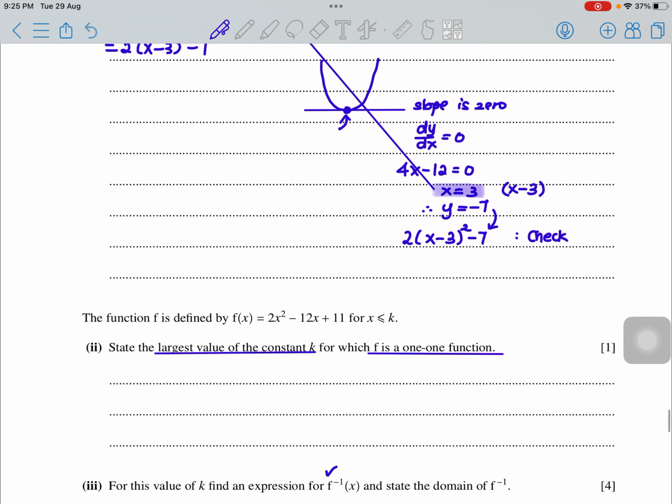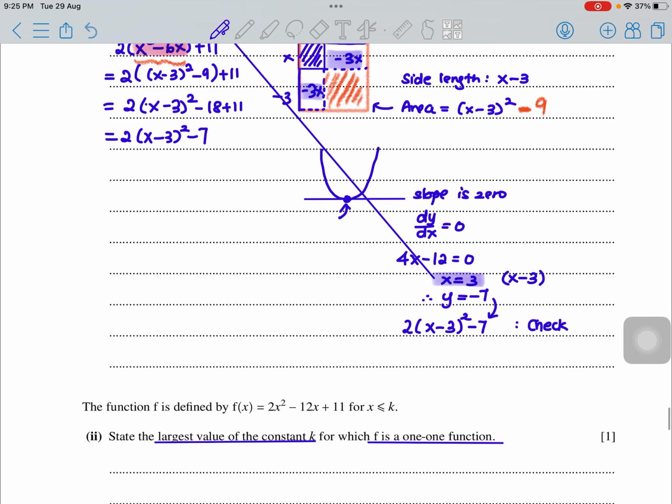So what is the best method to make it one-to-one? We need to look at the turning point. Do I already have the turning point? Yes. Where is that? It's here. You see? x equal to 3, y equal to minus 7. Or you can get it from this completed square format over here also. It is 3 comma minus 7.